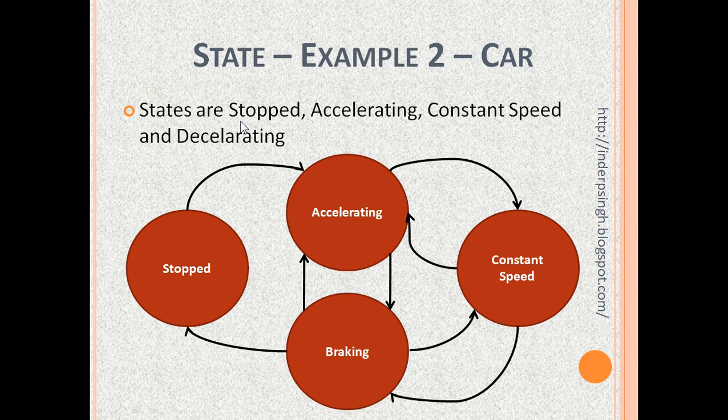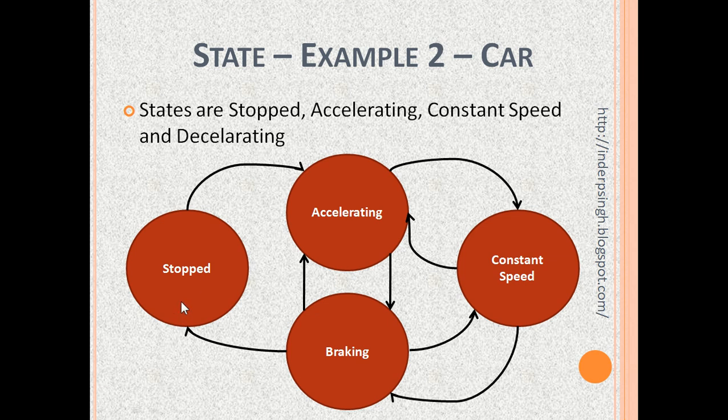So as you know, the car can be in the stopped state, that means it is stationary or motionless. Then it can be in the accelerating state, that means the speed of the car increases. Or it can be in the constant speed state, that means it is moving at a constant velocity of 50 miles an hour or 60 miles an hour. Or it can be in the decelerating state, that means it is braking or stopping, or the speed of the car is reducing in that state.